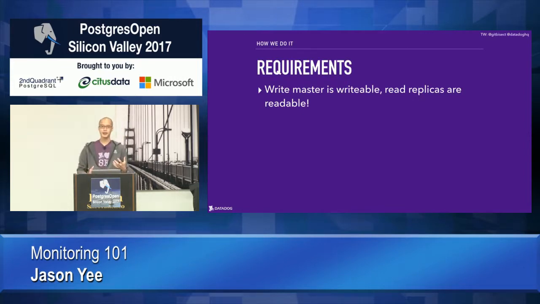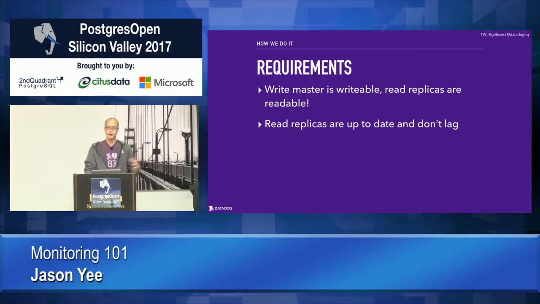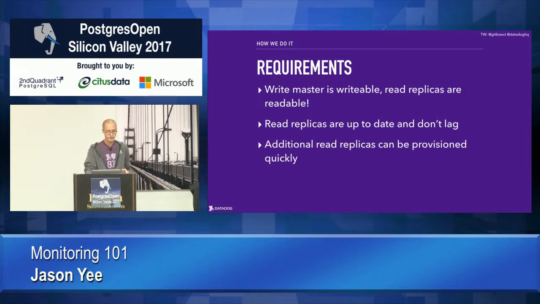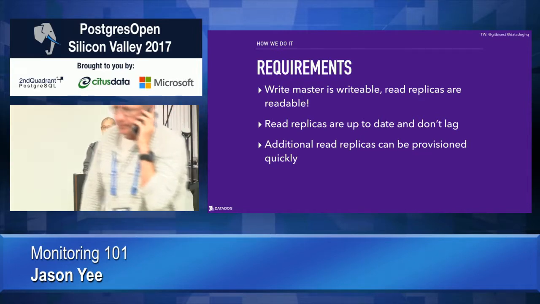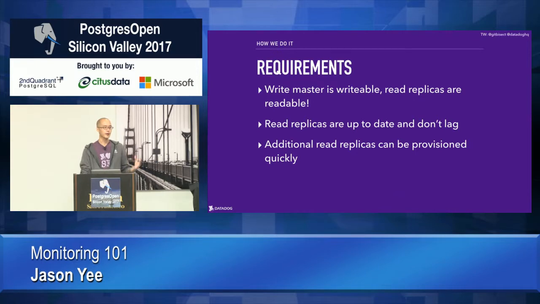So when we were scaling Datadog, what were some of our requirements? Well, obviously, with this model that I just showed you, you want to ensure that your write master is writable, your read replicas are readable. That's a given. But you also want to make sure that those read replicas stay up to date, right? That they don't lag too far behind. Because if you're writing data to a master and you have a bunch of people reading off really stale data, that's a bad thing. And additionally, you want to ensure that your read replicas can be provisioned quickly. So if you have a massive surge, you want to be able to grow your replica pool quickly.